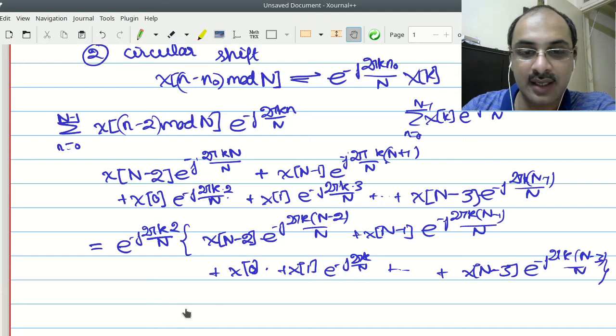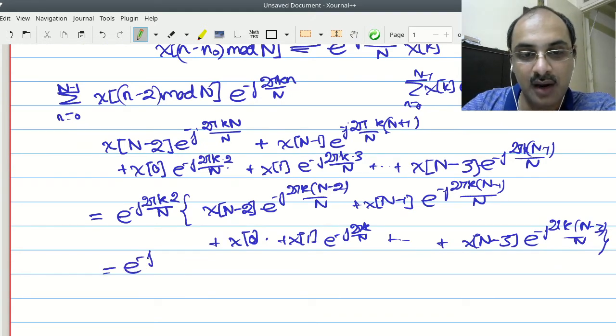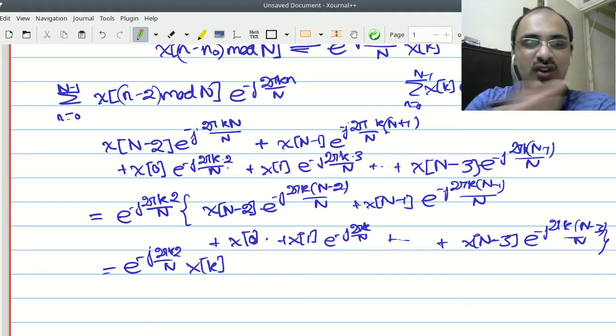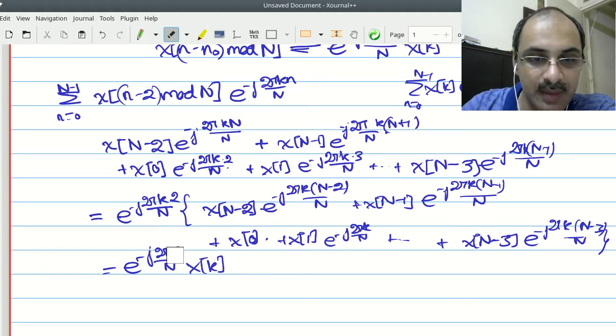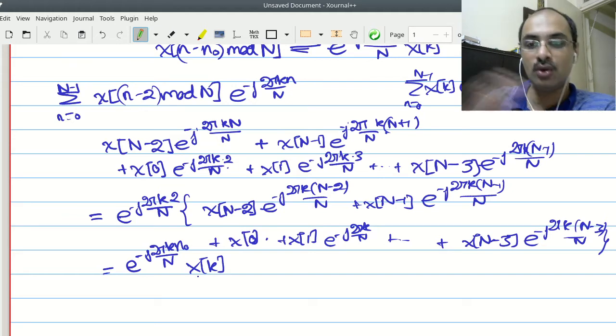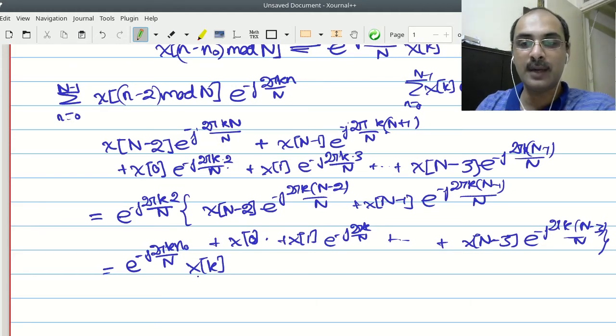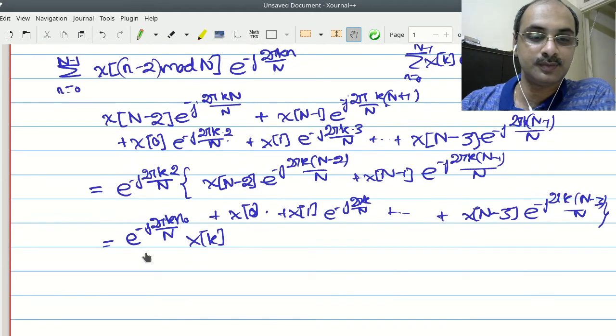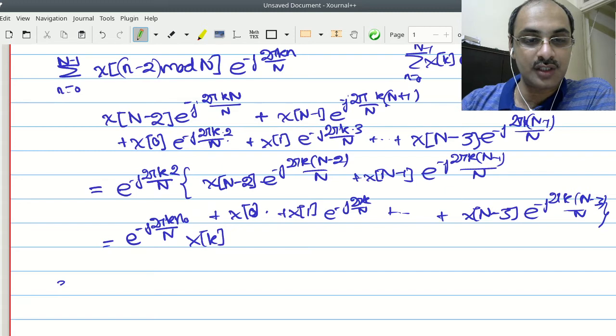Now what is in the bracket is just e power minus j 2 pi k into 2 upon n times xk. So now I have done this for 2, you can do this for any n naught. That's basically the key. So I'll maybe write this more clearly. This is e power minus j 2 pi k n naught upon n. You could also use the property of the DFT to get this, but this is a more direct way to do it. Okay, so this is about the circular shift.